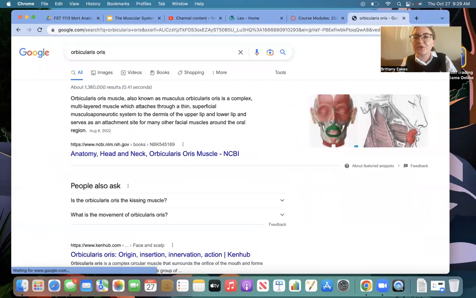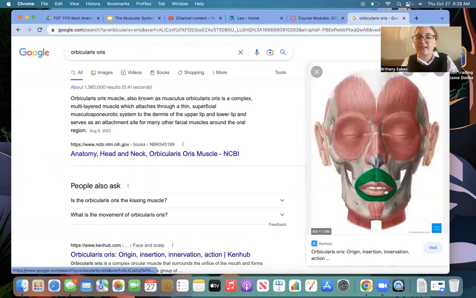So oris refers to the mouth, where oculi would refer to the eye, and then orb, meaning it's a circular shape. So the orbicularis oris is going to be the puckering muscle or the kissing muscle. You could do your lips like this.